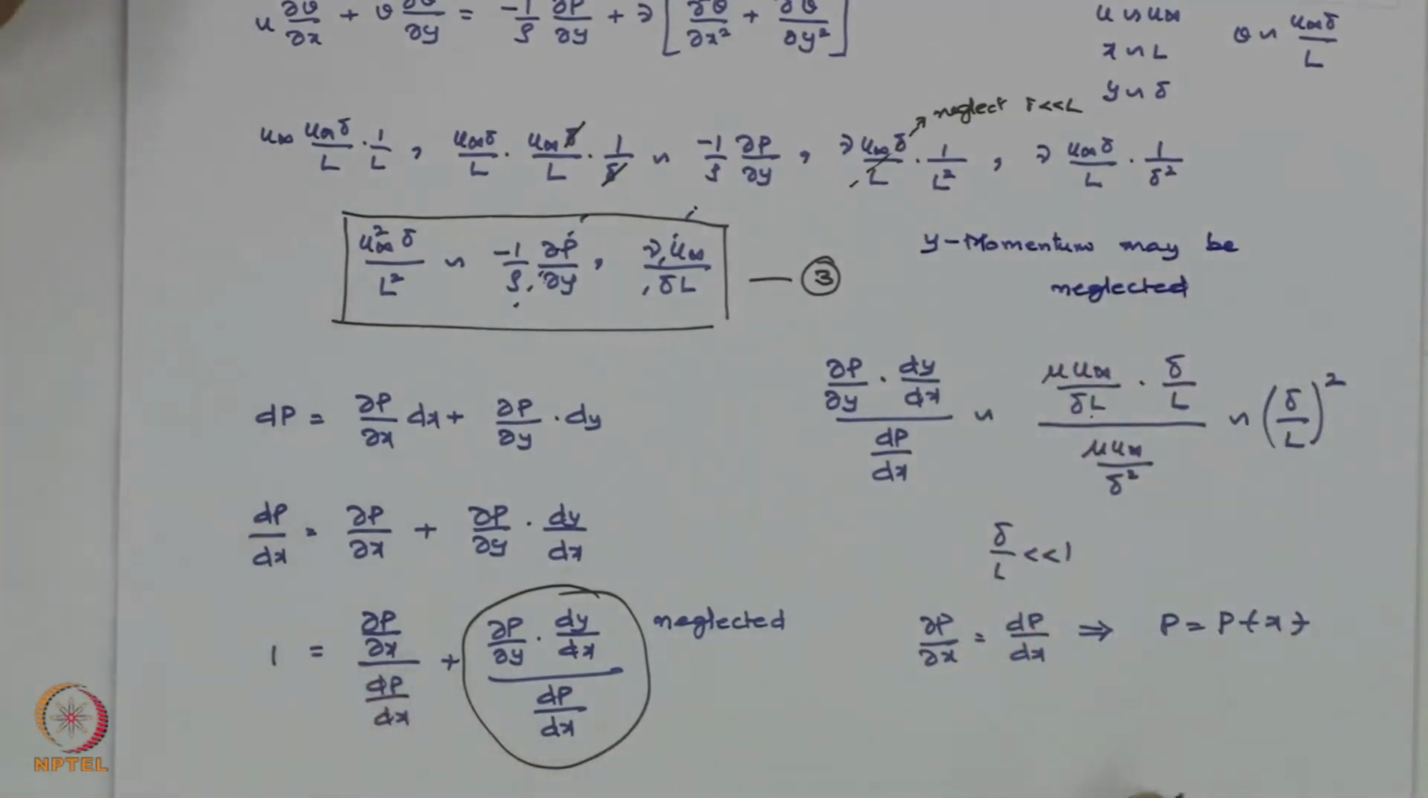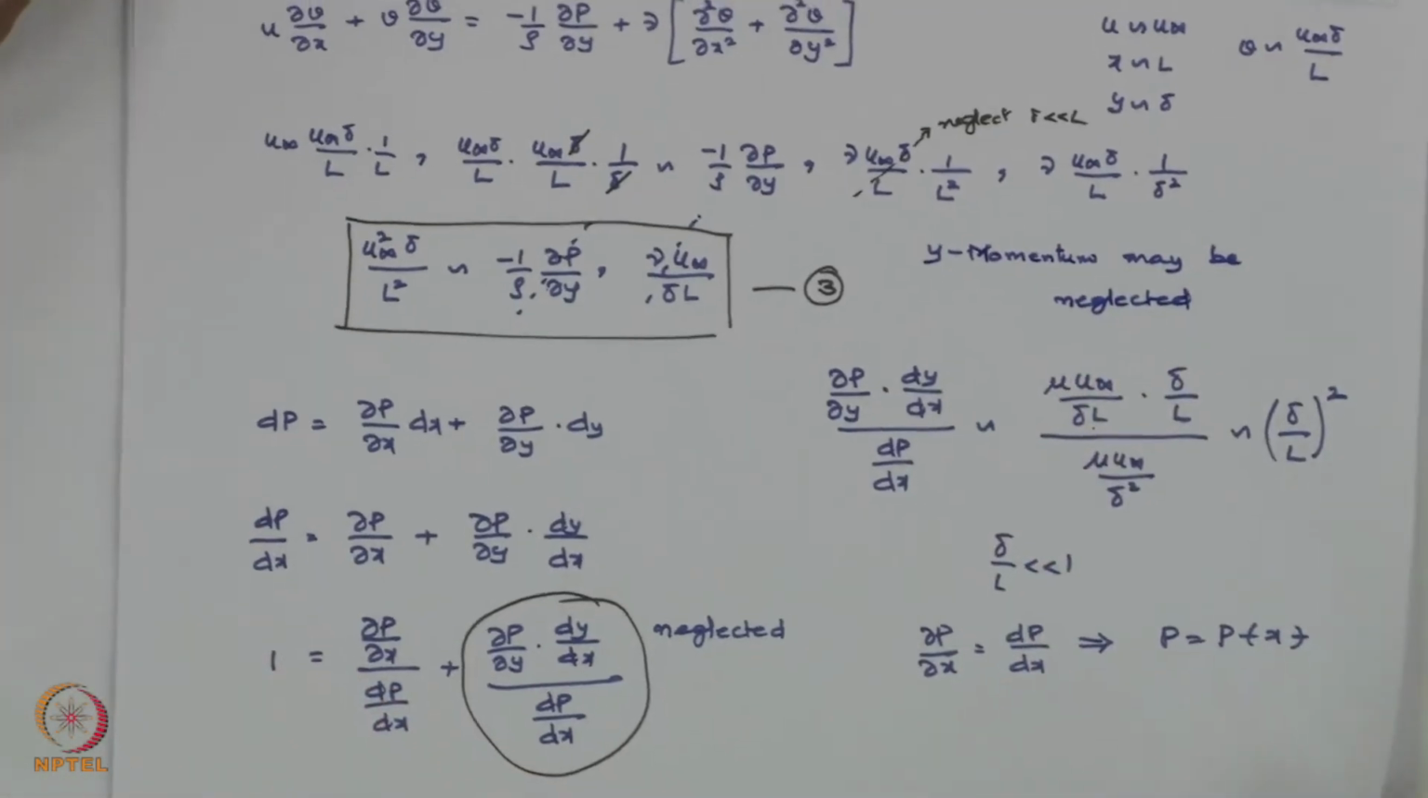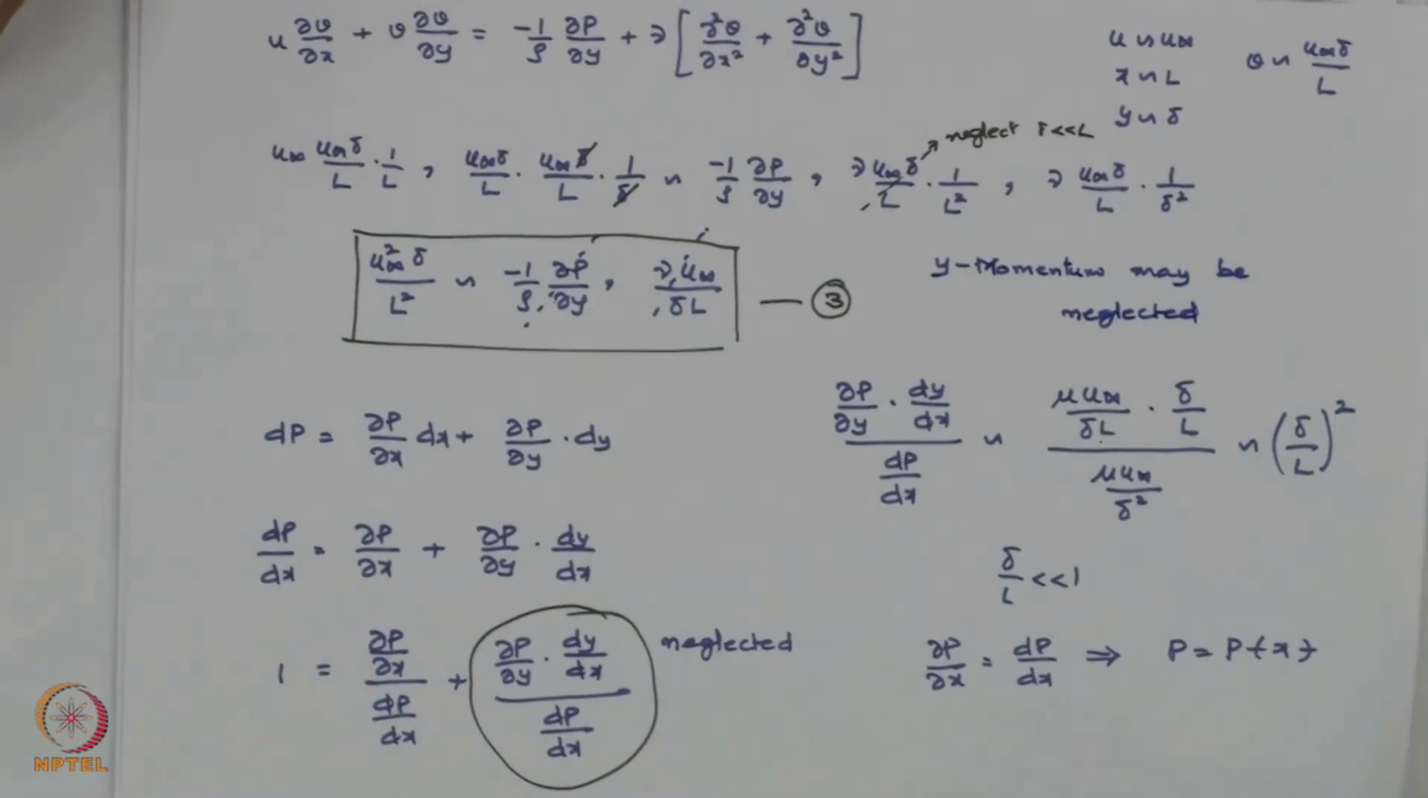So what is it that I am left with? I am left with the X momentum equation. Now before I go to the X momentum equation, what happens to my flow over a flat plate?